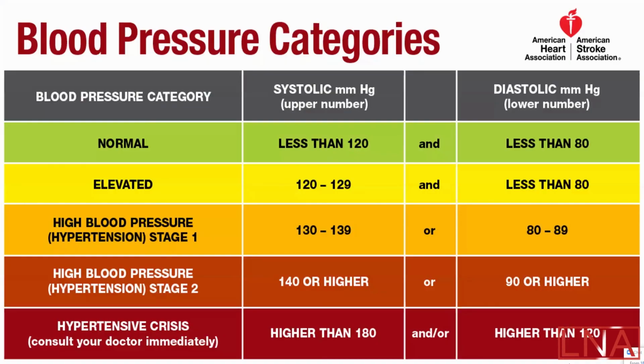And the American Heart Association has some other levels. Normal level is less than 120 and less than 80. Elevated is 120 to 129, but diastolic less than 80. High blood pressure stage one is 130 to 139, and diastolic 80 to 89. Stage two is 140 and more, 90 and more. And hypertensive crisis is higher than 180 and higher than 120.